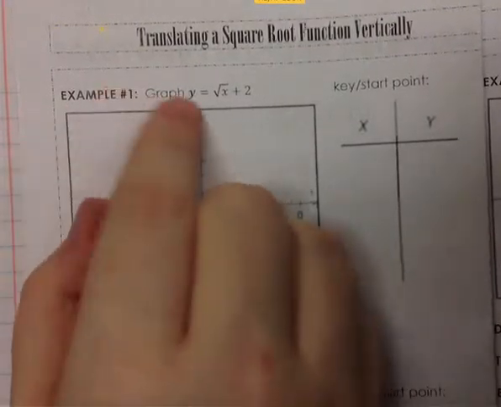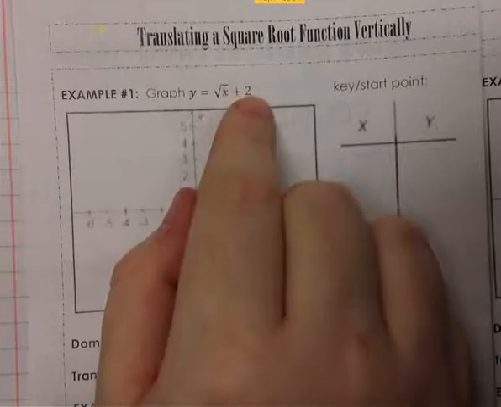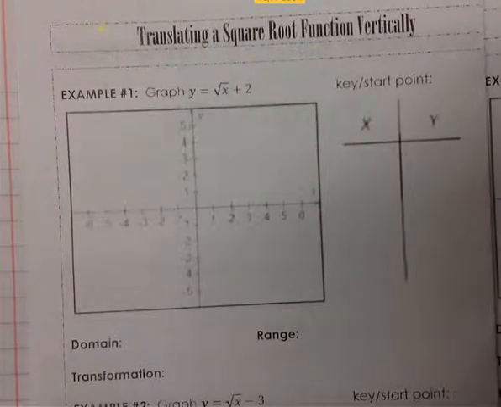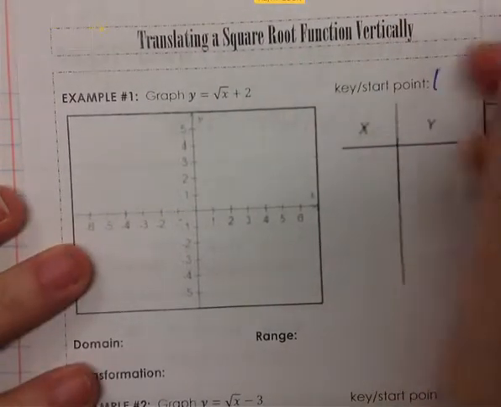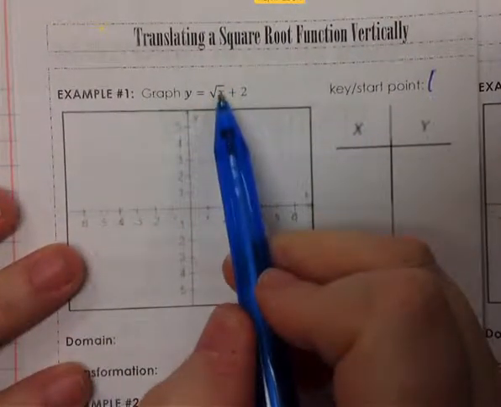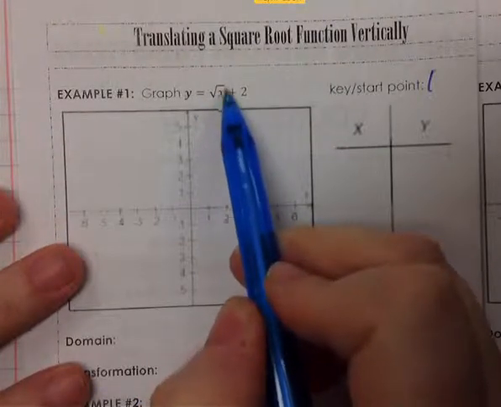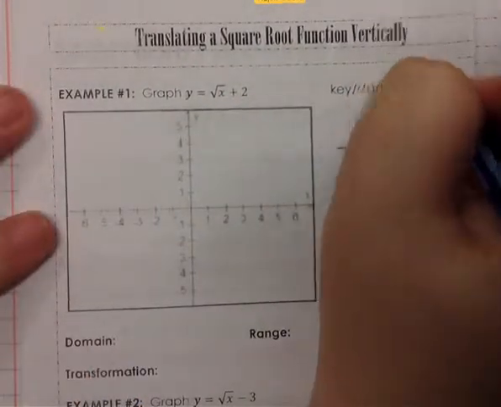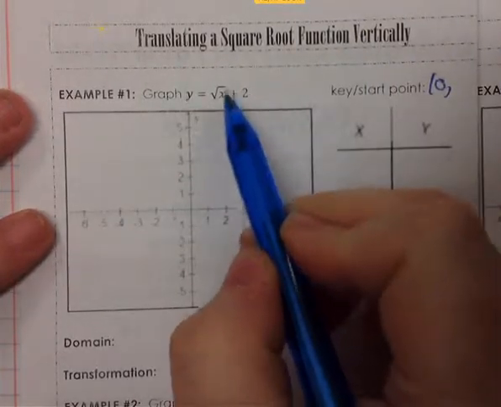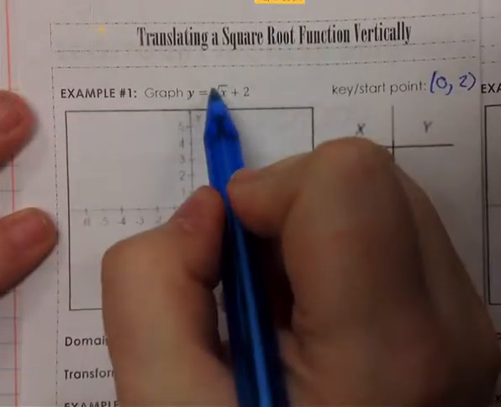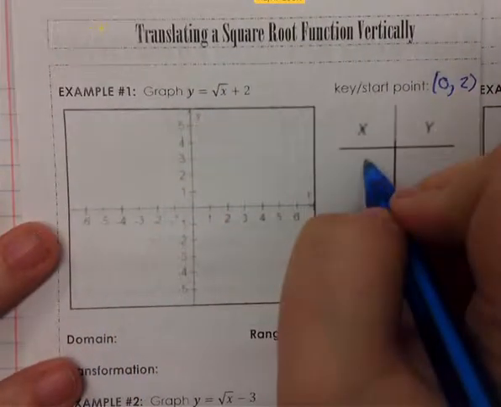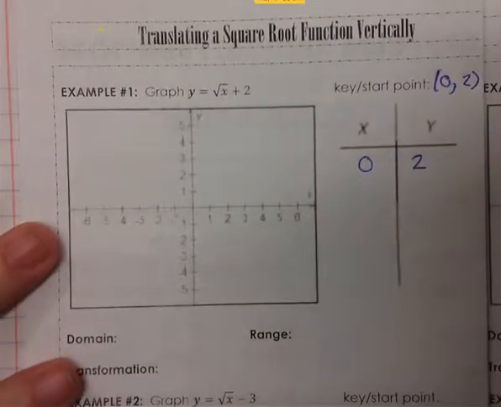So the first example is we're going to graph the square root of x plus 2. Now we do want to figure out our key point, which comes from our h and k. That's why we need to know our a, h, and k as always. So the key point here is your h and k. The h value of our key point is what will make this 0. X, a value of 0 would make this 0, so our key point is 0, comma. Then our k value would be this positive 2. So this is actually our key point, and with square roots, this is our start point. So we would actually write 0, 2 as our start point.